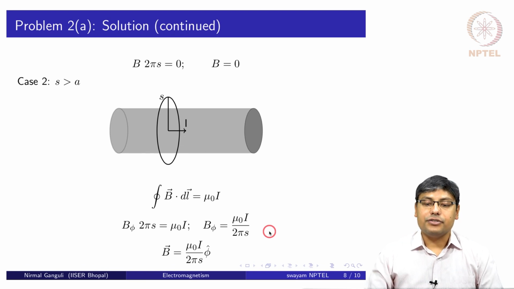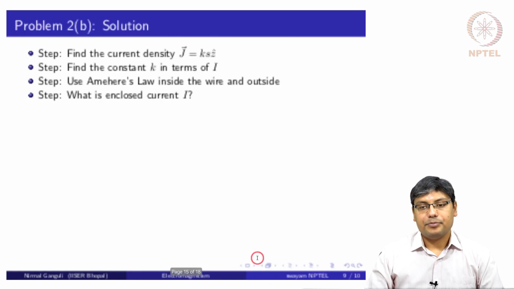In that kind of a situation, the magnetic field's expression in its vector form can be written as mu naught times I over 2 pi S along the phi cap direction.